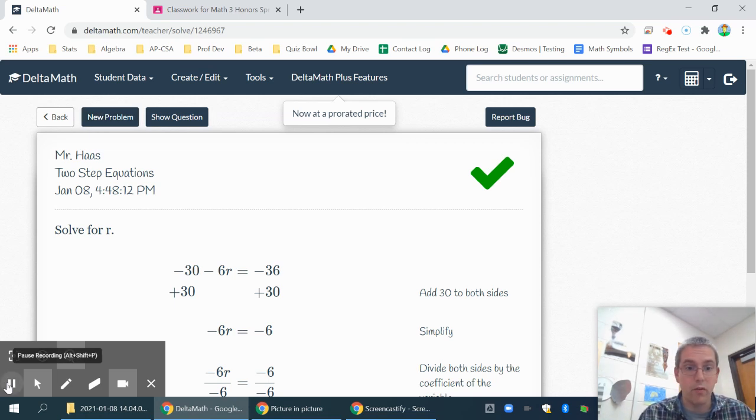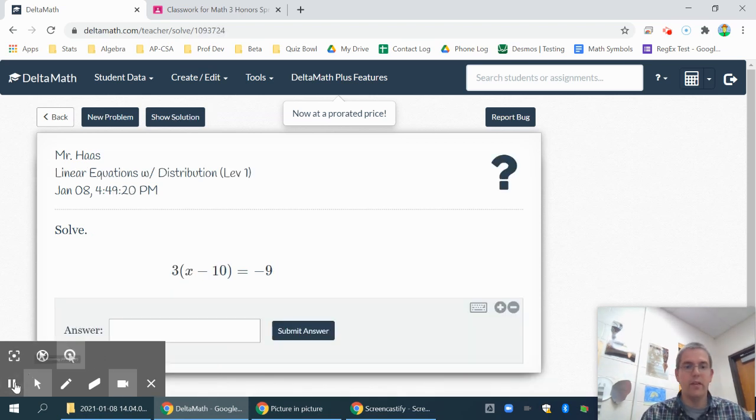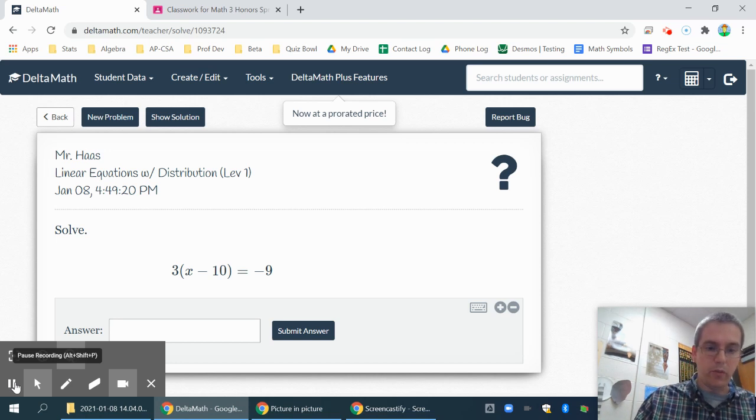If you do miss it, or if you do show example, it will give you an example problem, and hopefully that'll help you understand how to do it. The next section has some equations with parentheses.